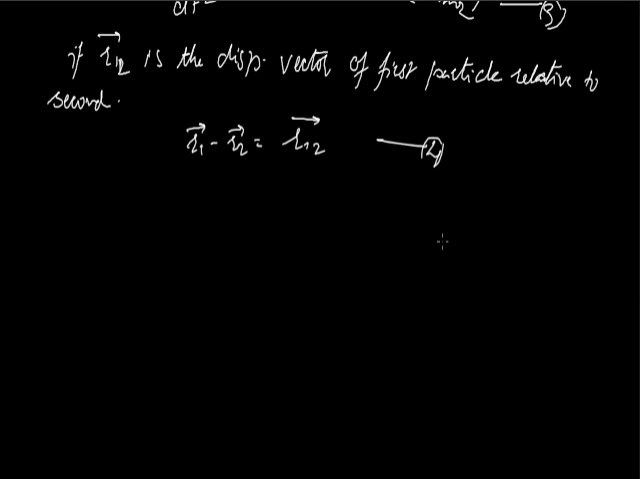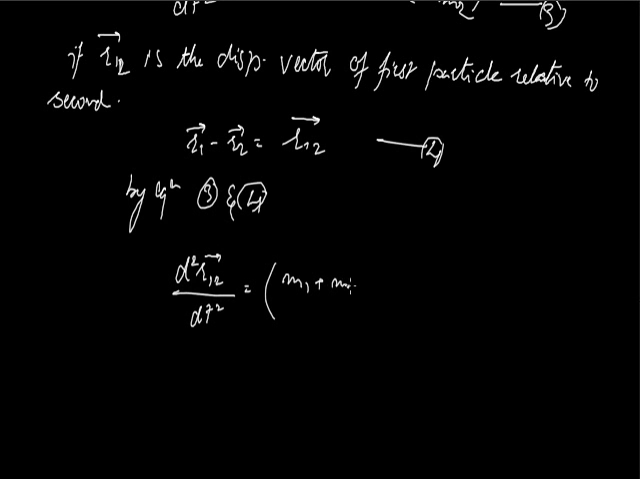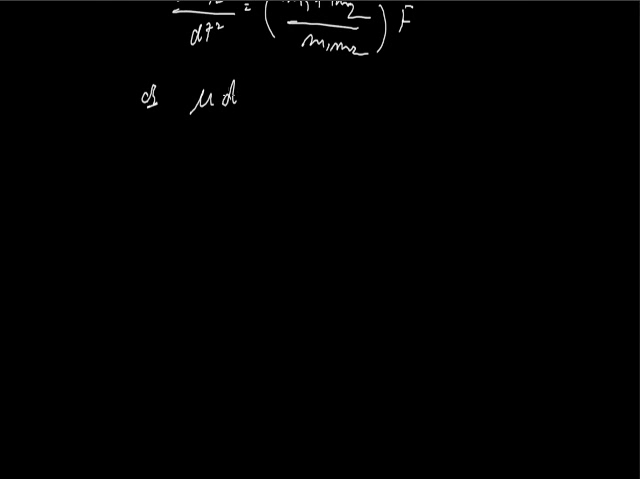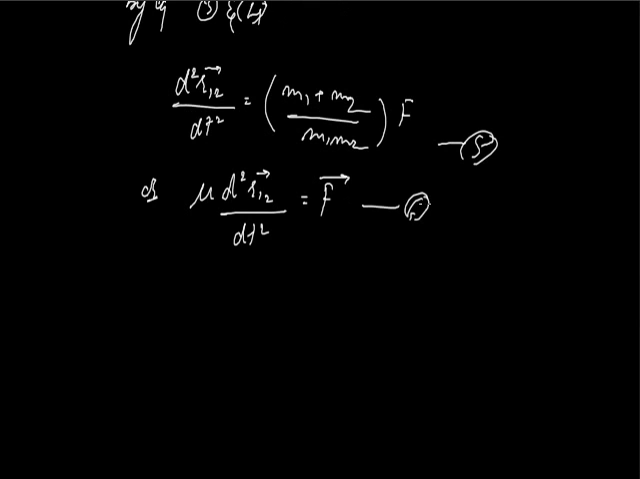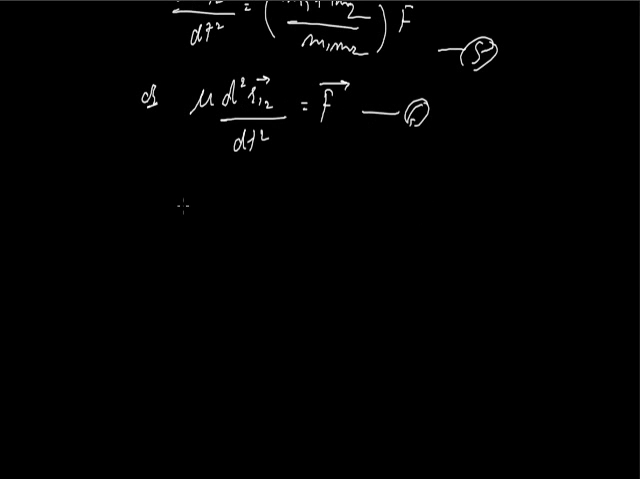By equations 3 and 4, we can write d square r12 upon dt square is equal to F times (M1 plus M2) upon M1 M2, or mu d square r12 upon dt square is equal to F. These are equations 5 and 6, where mu will be M1 M2 upon M1 plus M2. This is called the reduced mass of the two particle system.